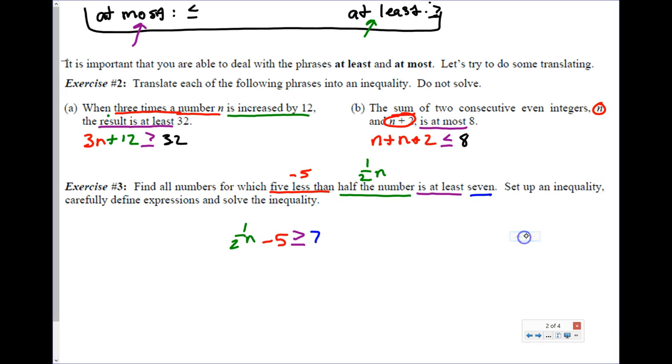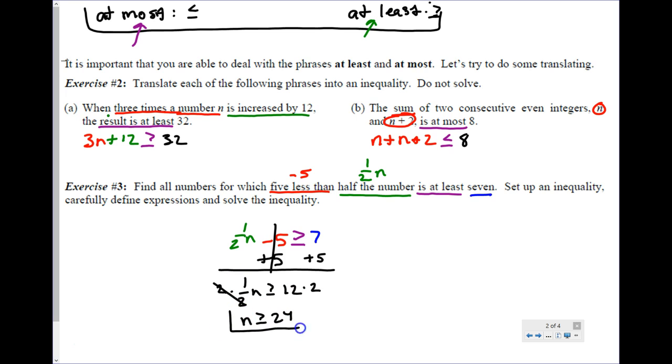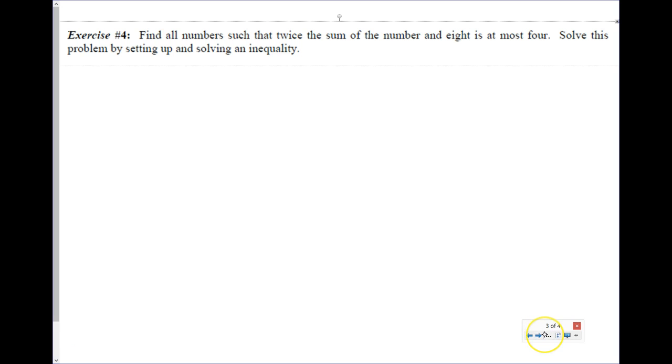Now I have to solve this. So let's solve. The first thing I have to do here, I'm going to try to get n by itself, so I'm going to add 5 to both sides. The 5's cancel out, and I have 1/2 n is greater than or equal to 7 plus 5 is 12. To get rid of a fraction like I've taught you, you multiply both sides by the denominator, and you're left with this 1n, but the 1's invisible, and 12 times 2 is 24. So any number greater than or equal to 24 would be an answer to this. 24 would work, 25 would work, 26, 100, 1,000, anything bigger than 24 would work here. Okay? All right, let's take a look at another one.